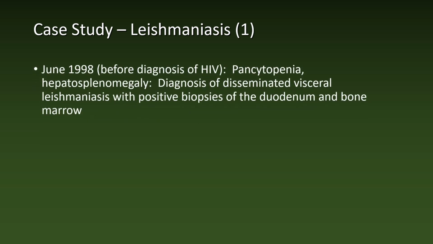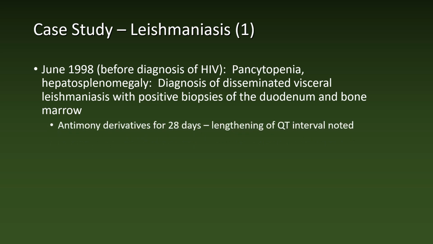Now let's turn to the Leishmaniasis side of this patient's history. In June 1998, that means before the diagnosis of HIV, he presented with pancytopenia, hepatosplenomegaly, and a diagnosis of disseminated visceral Leishmaniasis was made with positive biopsies of the duodenum and bone marrow. He was treated with antimony derivatives for 28 days. Lengthening of the QT interval was noted.